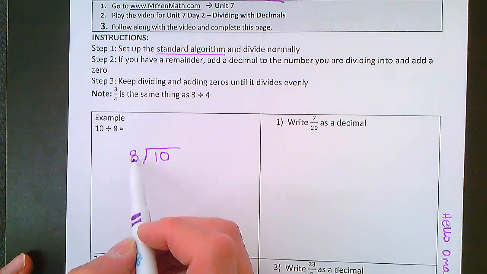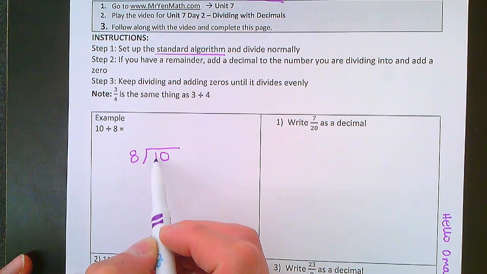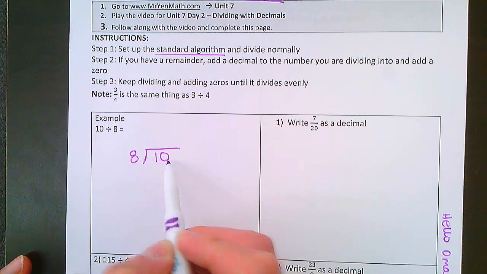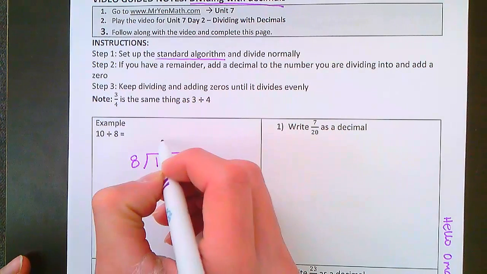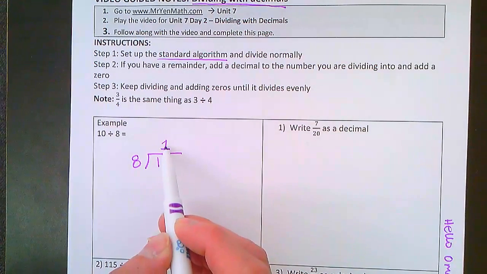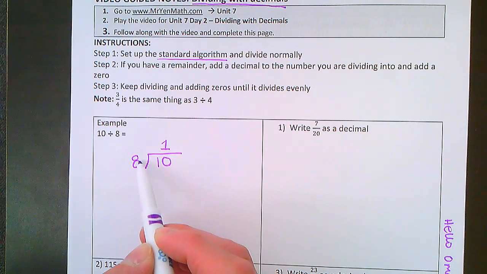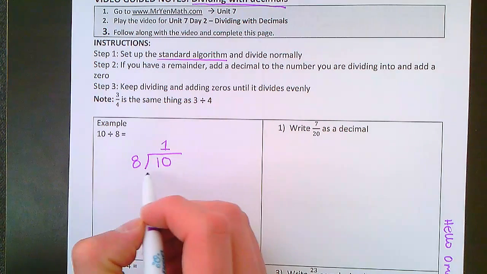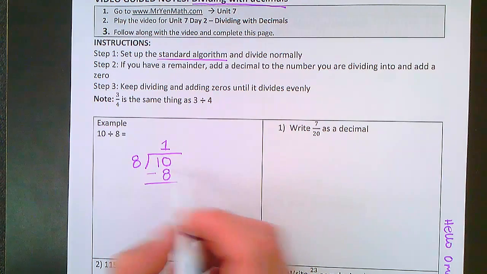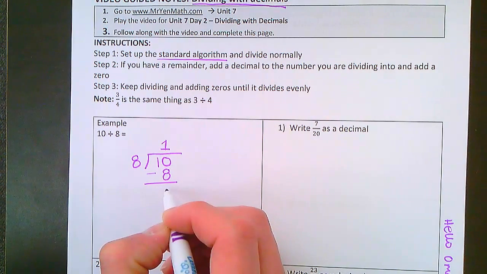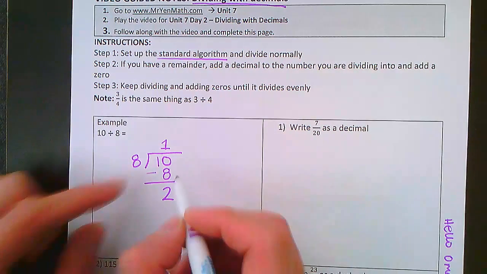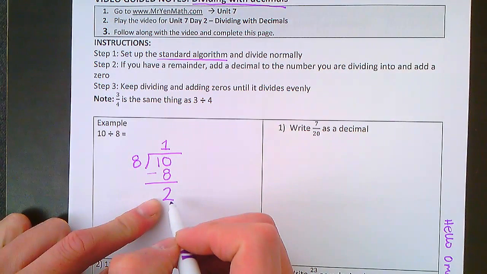So first I look, can 8 go into 1? It can't. So then I go out one place further. Can 8 go into 10? Yes, it can. It can go in once. So I'll put a 1 here. And then I multiply this 1 times the number here, which is 8. And then I subtract that number from 10 to see how much I have left over. And 10 minus 8 is 2. It didn't divide evenly and I have this remainder of 2.